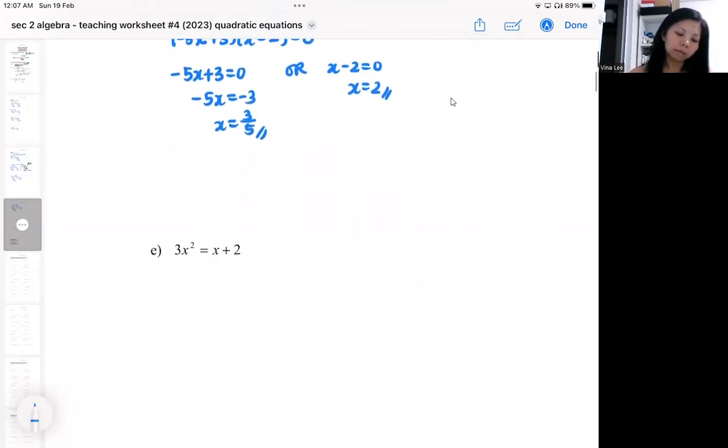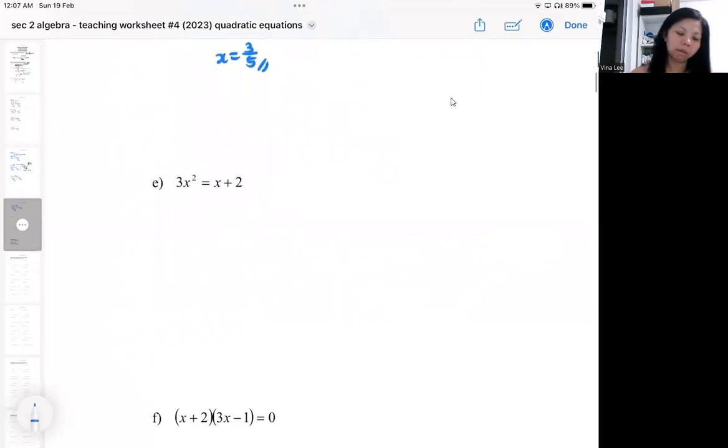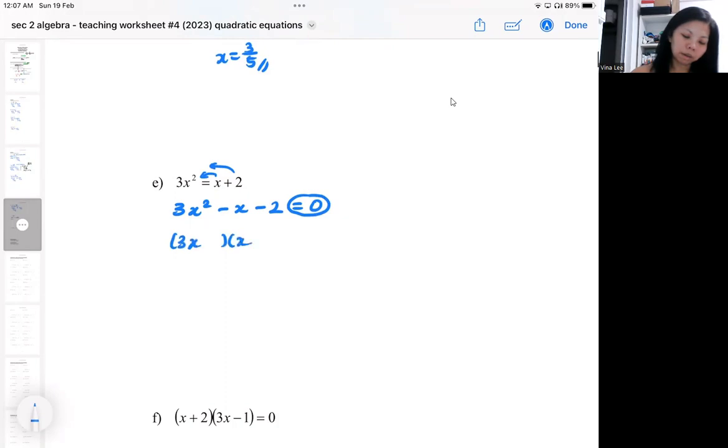Okay, part E, we do not have the equal to 0. So you just shuffle back all the items. Remember, shift everything to the left side. So I shift all the x onto the left side. The number is also on the left side. I must make sure I have the 0. Then I go for my cross factorization. So I must get a minus. Okay, so I'm working out the cross factorization mentally.